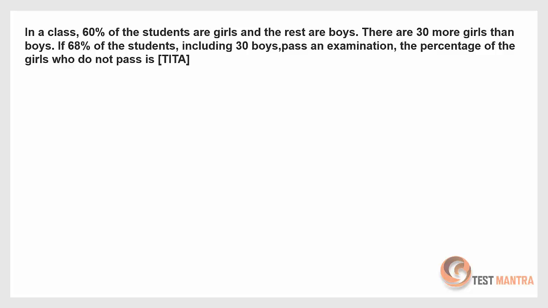In a class, 60% of students are girls. So it's already given that 60% of them are girls, and the rest are boys. So what is the remaining part? That's 40%. Now, to find the relation between them, some more information is given: there are 30 more girls than boys. Either create equations or just go by the basic ratio. This represents the ratio between girls and boys as 3:2.